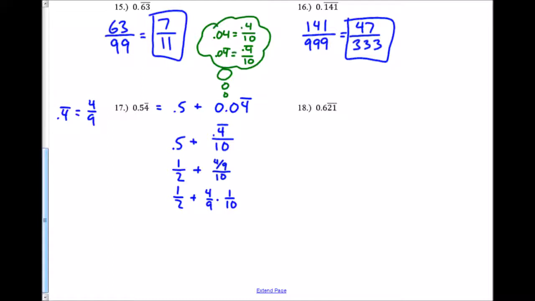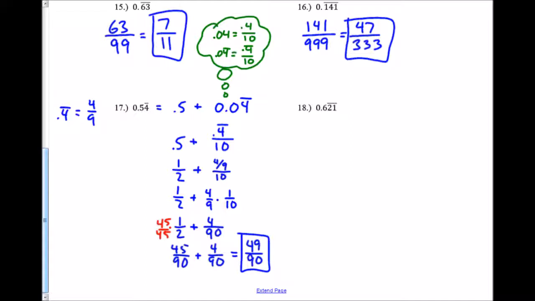And now I just have to get common denominators. I'm going to multiply this one by 45 over 45. That's going to give me 45 over 90 plus 4 over 90, which I find out then is 49 over 90. And that doesn't reduce at all, so I'm going to leave it that way. And I can easily check any one of these by plugging into my calculator and seeing if I get that decimal.